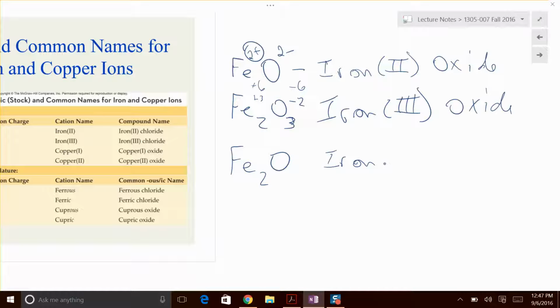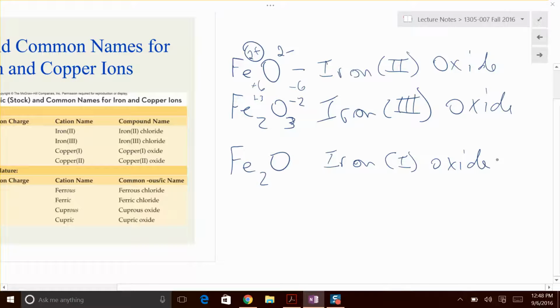What is it? It's not iron 2. Look where iron 2 is. We already did that one. Iron 1. Why is it iron 1? That's right. I have to have 2 irons to balance 1 oxygen, and 1 oxygen has a -2 charge. That means the irons have to give a positive 2 charge. If I divide positive 2 by 2, I get 1. That means there's a 1 positive charge on each iron to balance the negative 2 charge on this oxygen.